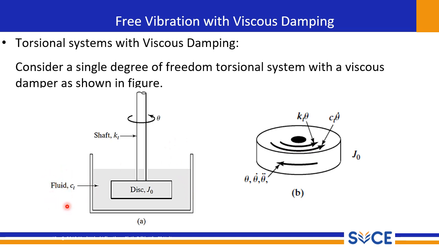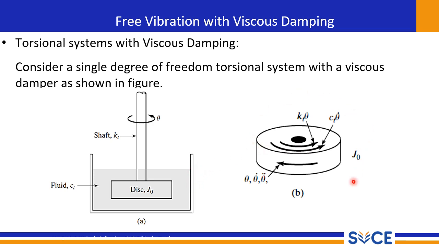In the diagram, you can see this physical setup clearly. The disc J0 is submerged in the fluid, represented by the shaded area. Shaft K suffix T connects the disc to the fixed point. When the disc rotates, the fluid resists its motion, providing the viscous damping force.